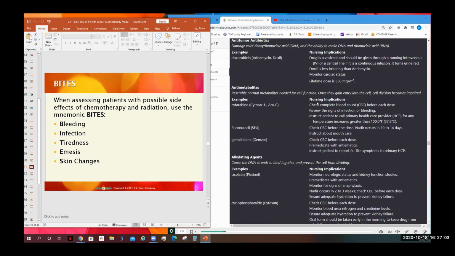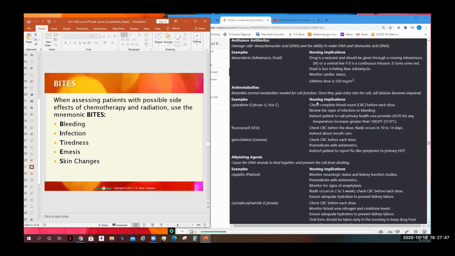Antimetabolites. They resemble normal metabolites needed for cell function. Once they gain entry into the cell, division becomes impaired. Examples would be cytarabine, also called cytosar U, and ARA-C. The nursing implications: check the complete blood count before each dose. Review the signs of infection or bleeding, and instruct the patient to call the primary healthcare provider, HCP, for any temperature increases greater than 100 degrees Fahrenheit.